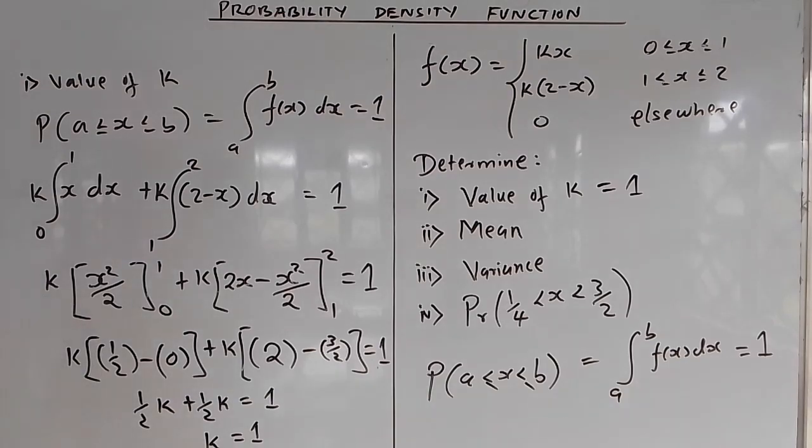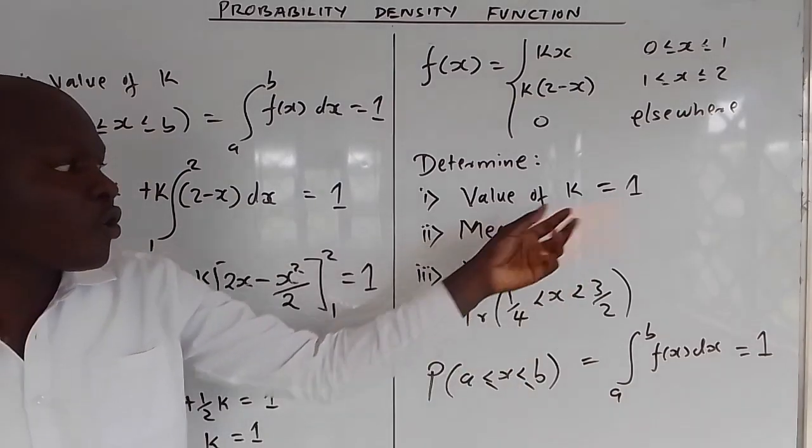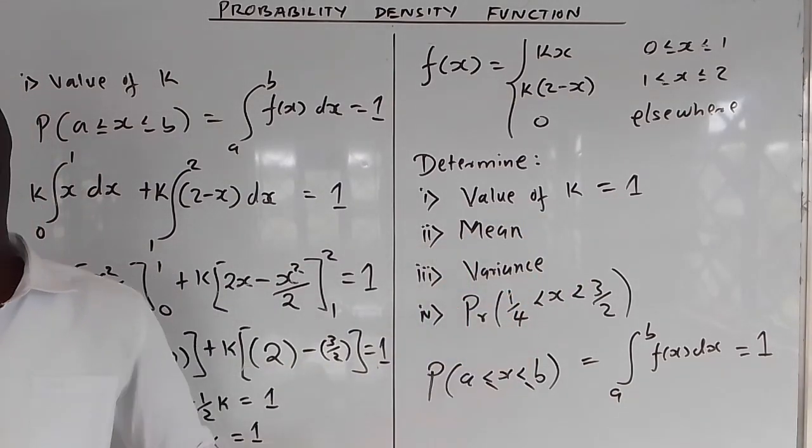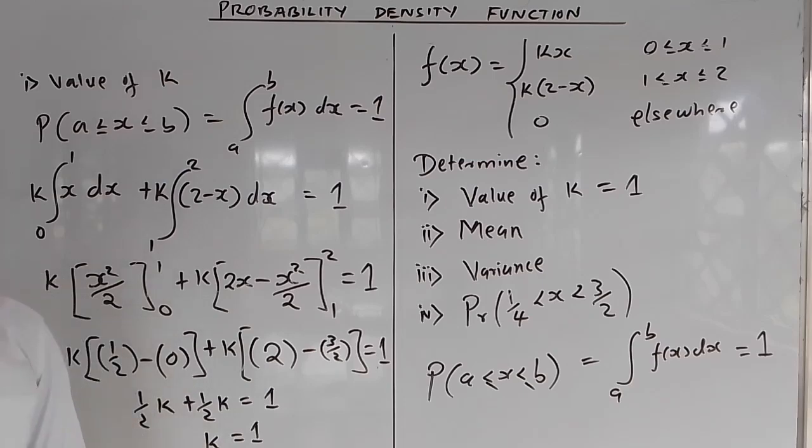Now, after getting the value of k to be 1, wherever there is k, you substitute it with 1, because we now want to use it to get the mean, the variance, and the given probability.